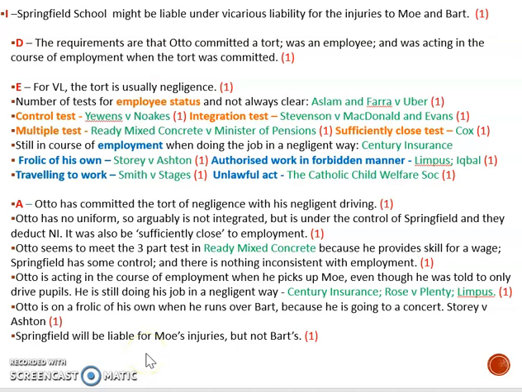Otto is an employee. So Springfield are going to be responsible for Mo's injuries that were caused in the course of employment, but not for Bart's because he was on a frolic of his own. As I say, you would want to write more here, full sentences, but this is just so that you can see what we'd be putting in to this answer. So I hope that's been helpful on how to apply vicarious liability.